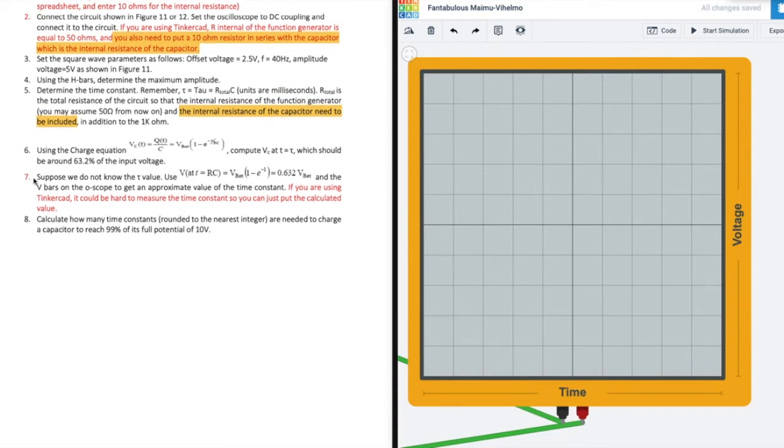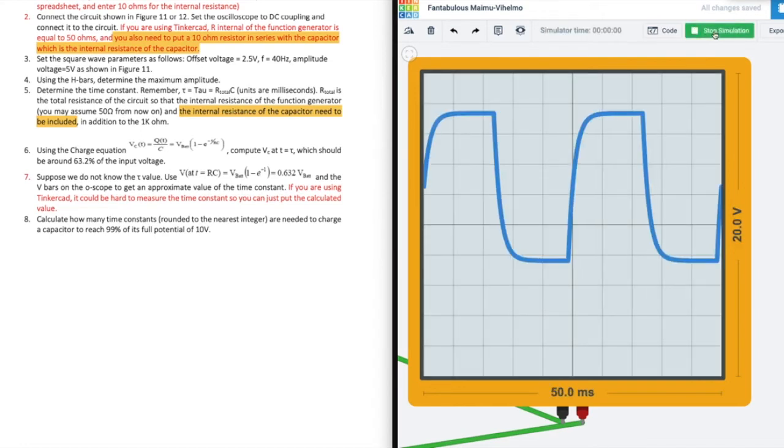And in step 7, suppose we do not know the tau value and use this equation and the V bar on the oscilloscope to get an approximate value of the time constant. If you build the circuit right, the wave should be like this. So see, this is charging and discharging and complete the cycle.